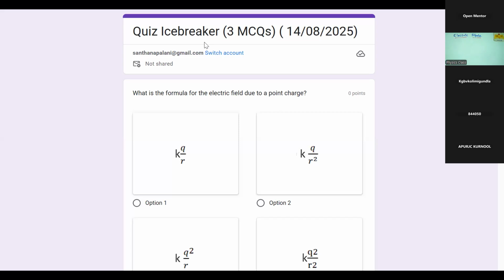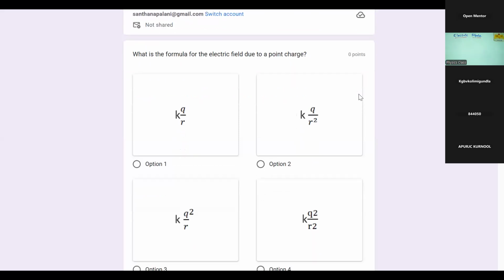Good. So this is the first question. What is the formula for electric field due to a point charge? If you know the answer, you can tell me via the chat box or unmute yourself. Option 2, K into Q by R square. Please change your name to your school name.